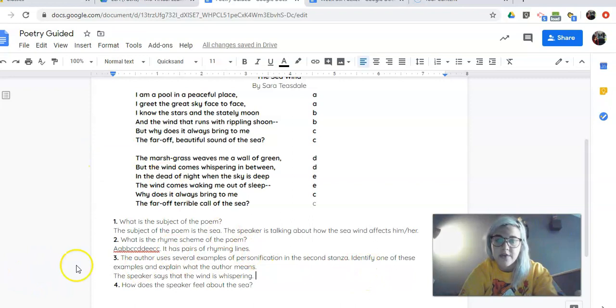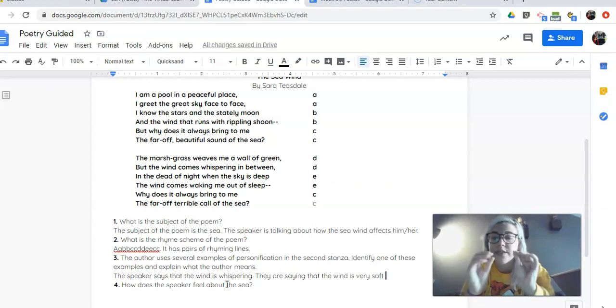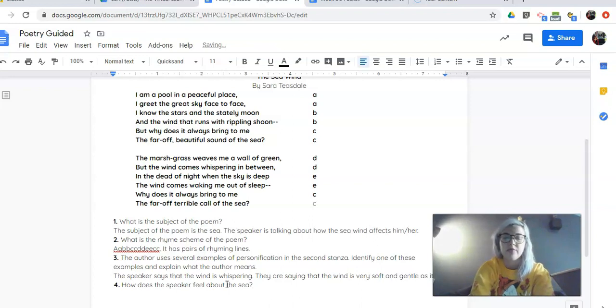So when it says identify one of these examples, that's when you just say what it is. But when it says explain what the author means, you have to go deeper. We struggled a lot with this when we learned figurative language earlier this year. You have to think like, why did they say that, what are they really trying to say? So when she says the wind comes whispering in between, she is saying, or we're going to say they are saying, that the wind is very soft, right? Because a whisper is very soft and gentle as it blows through the grass, okay?